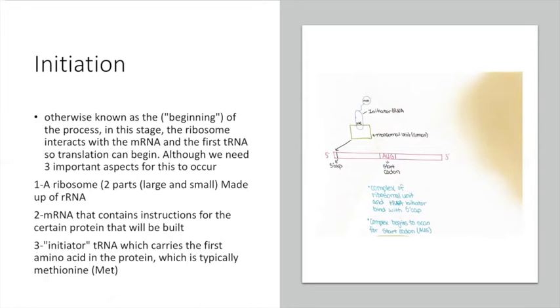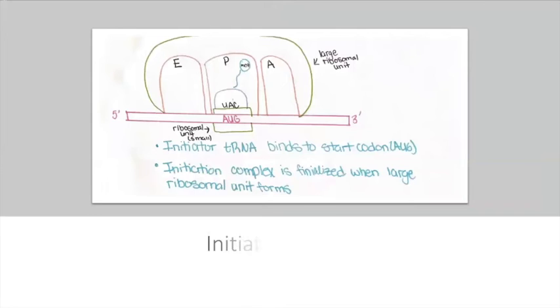As you can see on the right, I have another diagram that shows the ribosomal unit, the small one, and the initiator tRNA, which combines to the 5' cap to make a complex. Next, the complex will scan to find the start codon, and then it will bind to it, making the initiation complex finalized when the large ribosomal unit forms.